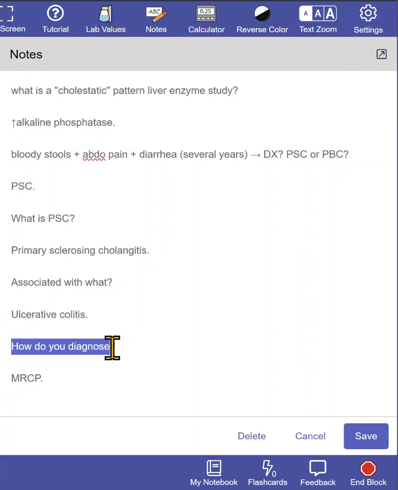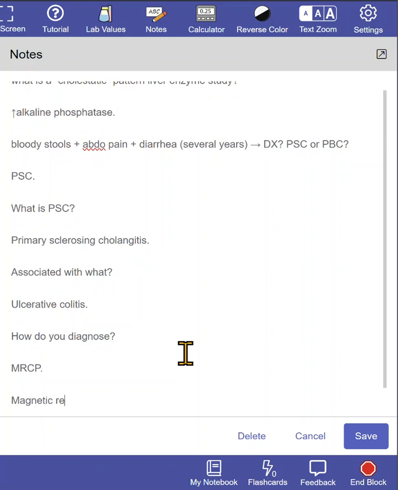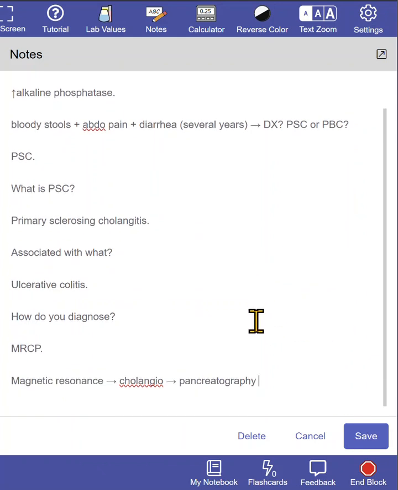So how do you diagnose this? You'd use MRCP, which is magnetic resonance cholangiopancreatography. So that's how you would diagnose PSC, which is highly associated with ulcerative colitis.